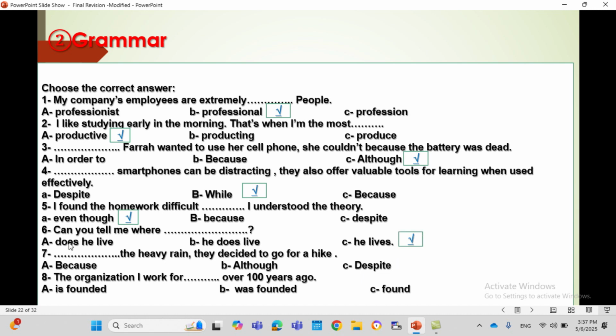Why? Because whenever you use an indirect question, you must not use does or did. So both the choices are incorrect, and the correct answer is he lives. Could you tell me where he lives?